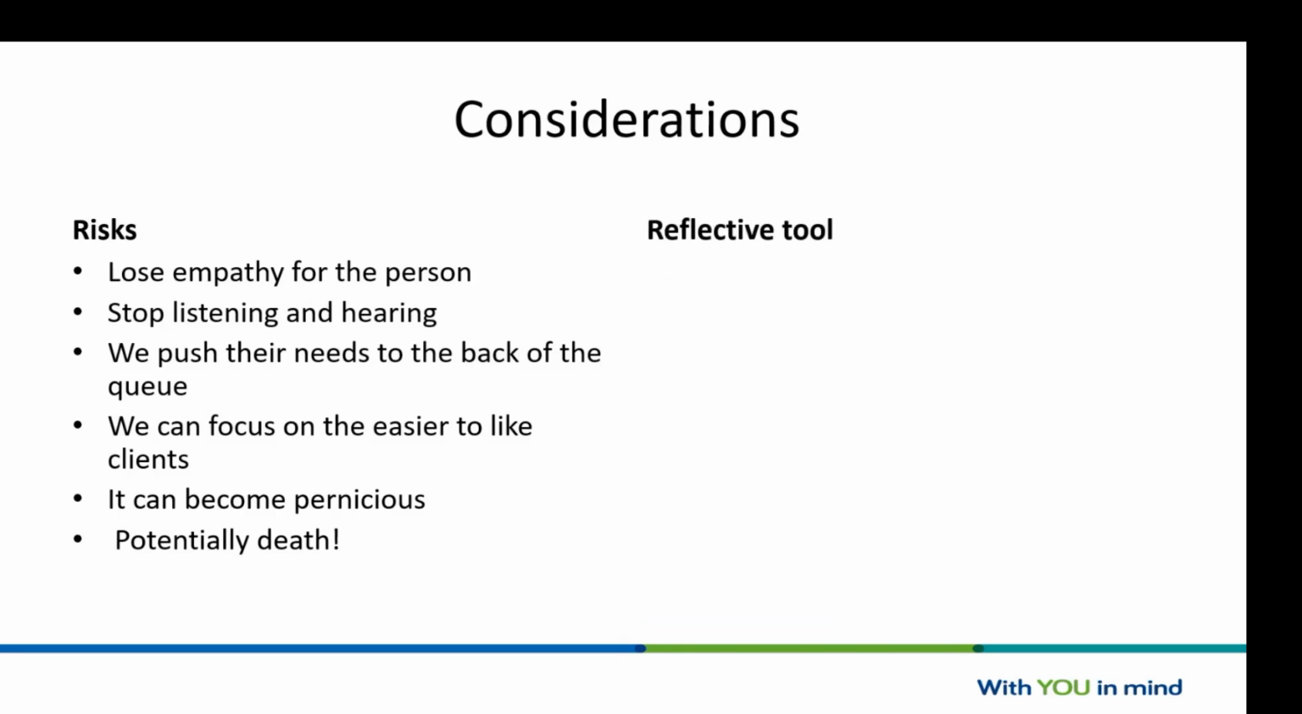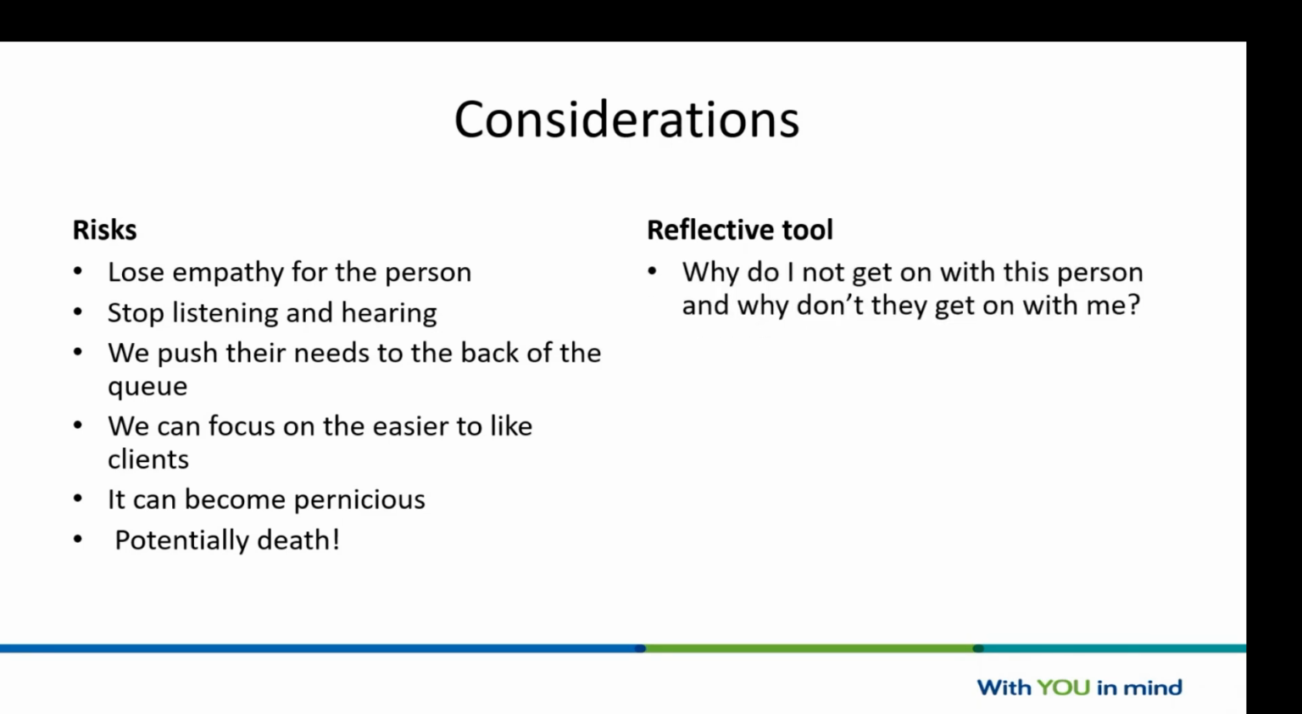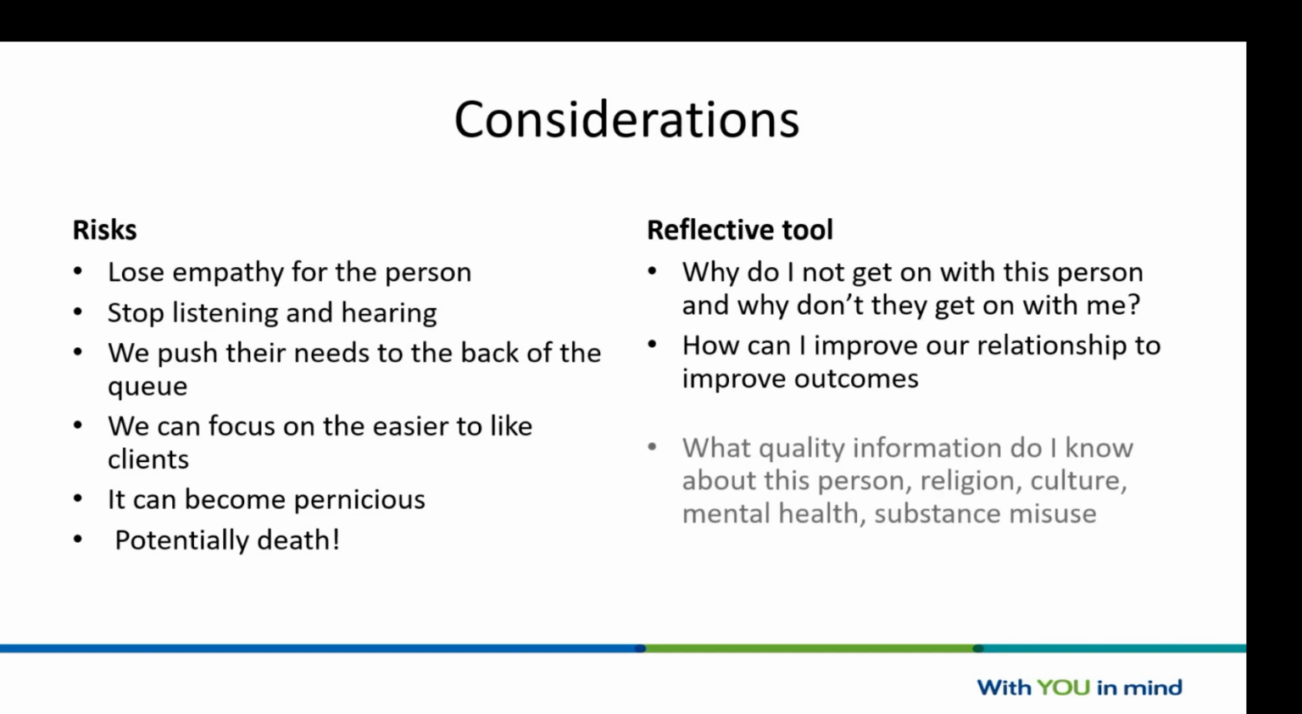The other thing that I think around the malignant alienation tool is that for me, it's actually a really excellent reflective tool for practice. So why don't I get on with Simone? What can I learn about Simone that will help me like her? Why doesn't she get on with me? Can I share anything about me and my lifestyle, my hobbies, that will allow me and Simone to develop that relationship so that we can get better outcomes for Simone? Sorry, Simone, for picking on you. So how can I improve this relationship to get those better outcomes?